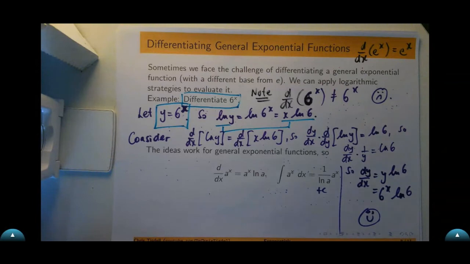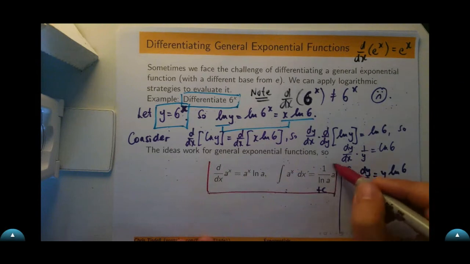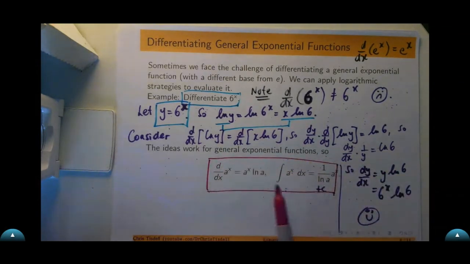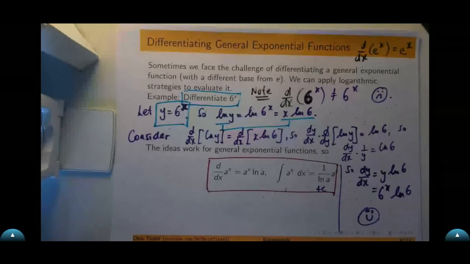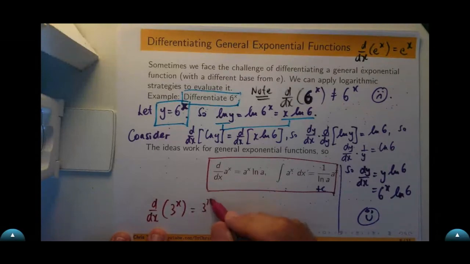So this kind of idea and the method also works for general exponential functions. So you get something like this. The derivative of this is this. The integral of this is this. So for example, if I was differentiating 3 to the x, it will be 3 to the x times the natural logarithm of 3.